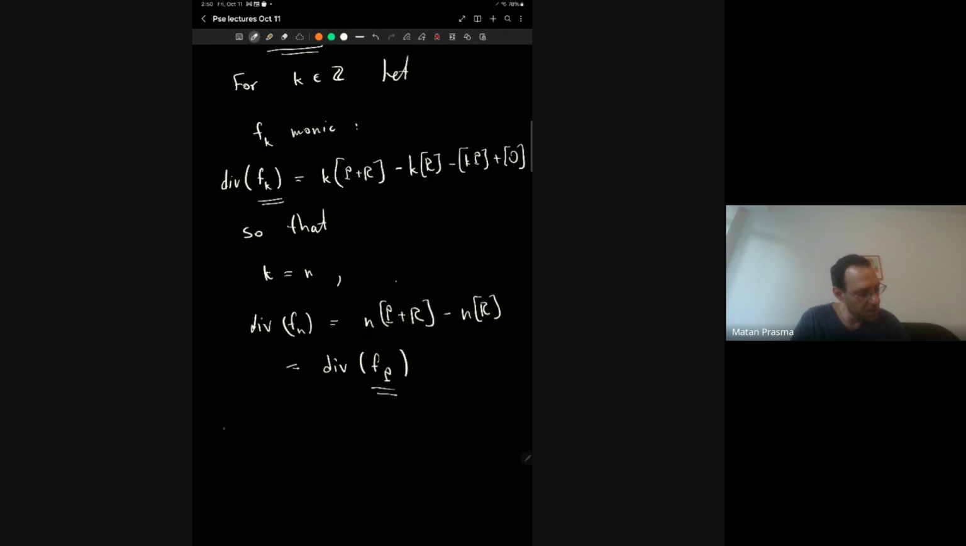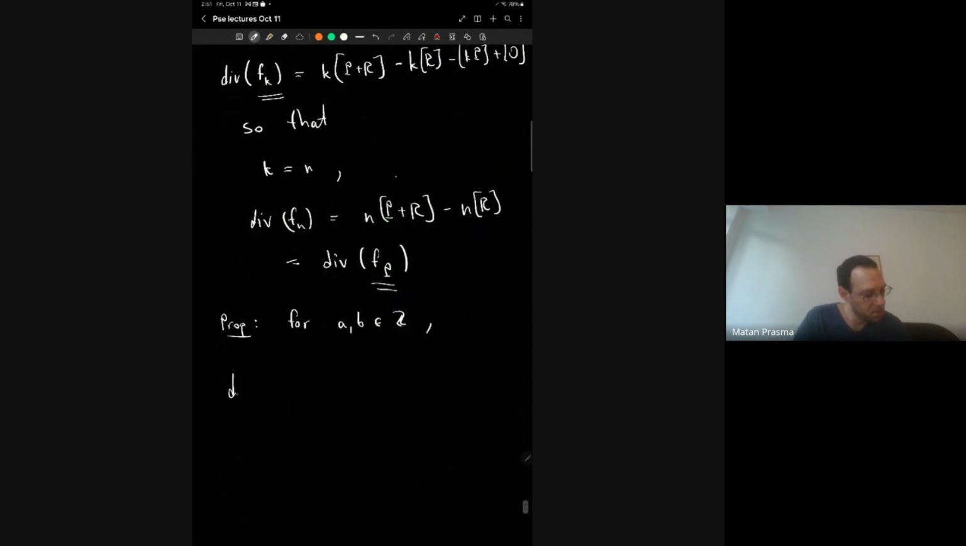Okay, so the proposition is the following: for A and B in Z, if I take the divisor of FA times FB times the line between AP and BP, divided by the vertical line at A plus B P, I get the divisor of F A plus B.